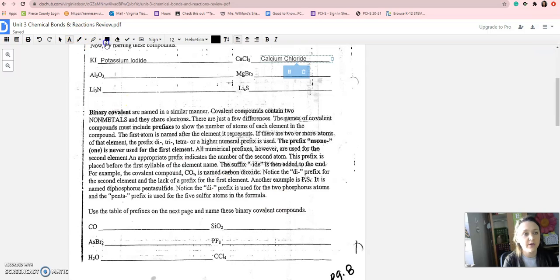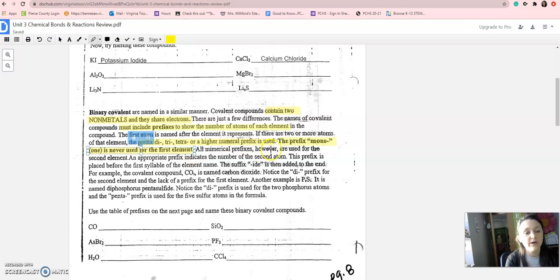Now, if we look at covalent, I'm going to go back to my highlighter. Covalent are very similar, but they contain two nonmetals and they share their electrons. They don't transfer. So the names of covalent compounds must include prefixes to show the number of atoms in the element. So we don't transfer charges here. We just use prefixes. So the first atom is named after the element. And if there are two or more in that first element, we use the prefix di, tri, tetra, or higher. The prefix mono is never used in the first element. That's a big one to remember.